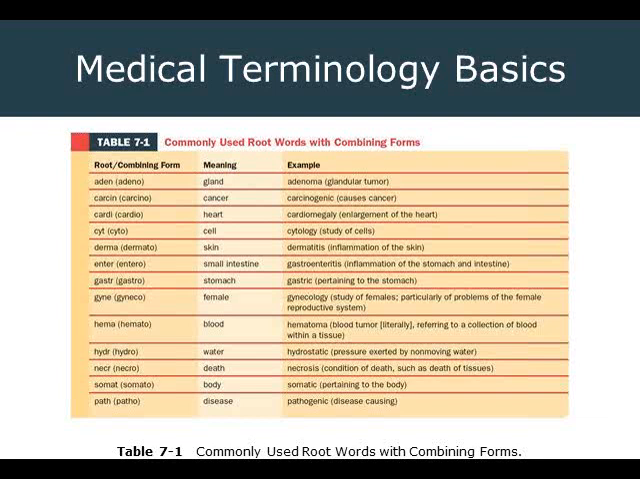So we can also note that there's a combining form with some of these root words. Actually, all of them have an example behind them. It's typically an O or an A that helps us to combine it with any other terms that we're going to use. So carcin or carcino, carcinogenic, means to cause cancer.